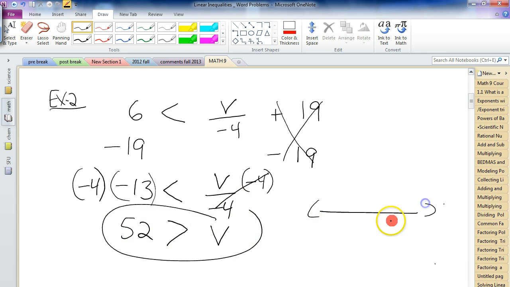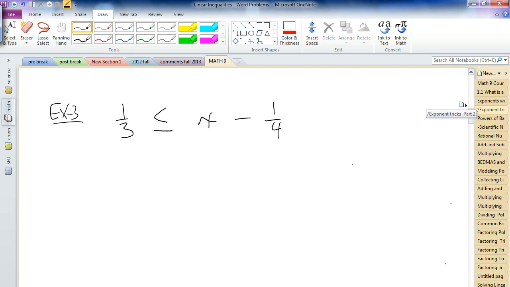So on a quick graph, you should get that 52 is greater than v. So 52 is going to be bigger than v. It can't be equal to it. So hollow dot this way. Done. Okay. Moving on. This is easy, right?